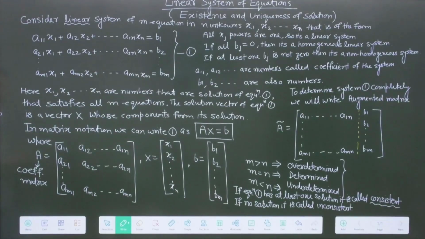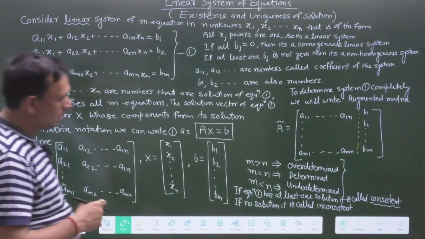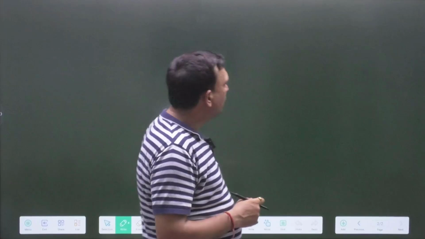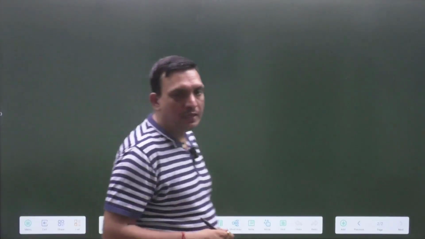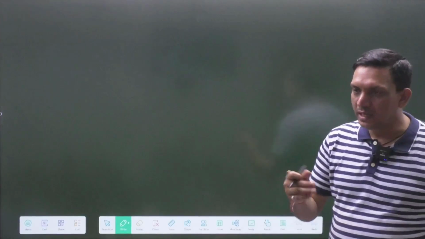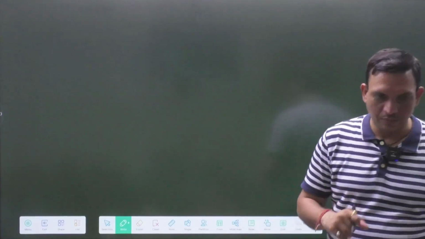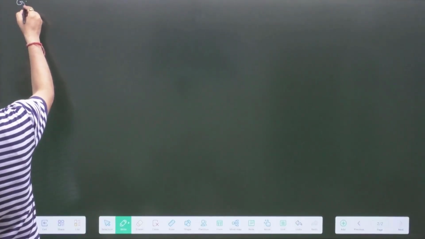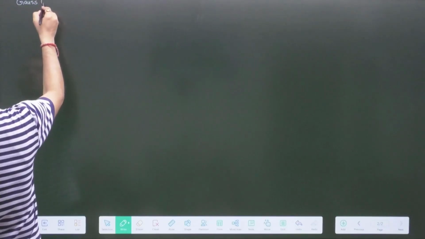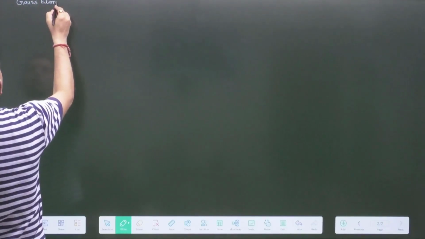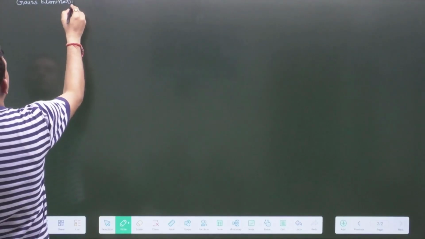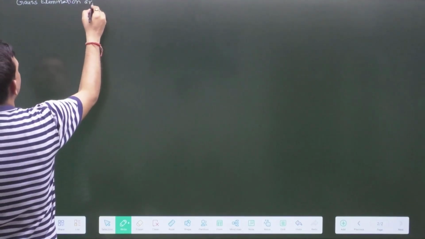What is a linear system of equations? We have introduced the different terms. So now, if a linear system of equations is given, we have to find how to check the existence and uniqueness of the solution. So we will use here Gauss elimination and back substitution method.